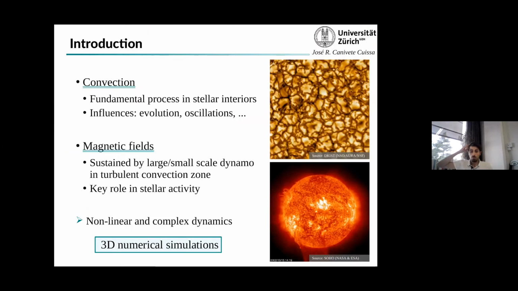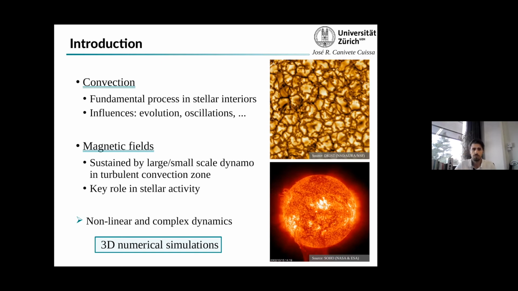So convection, why study convection? First of all, convection is one of the fundamental processes happening in stellar interiors. For example, for the sun, we know that it's responsible for carrying up the energy produced at the stellar core to the solar surface. And at the solar surface, it's also responsible for the granulation pattern that we can observe today. Convection is also important, for example, for stellar evolution, global oscillations of the stars, and many other things, as, for example, also magnetic fields.